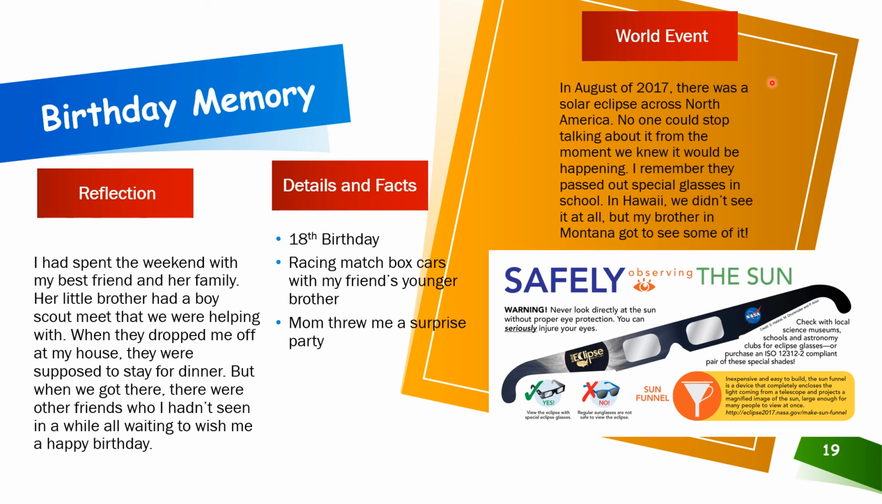I don't think I read this to you yet, so I'll read it now. In August of 2017, there was a solar eclipse across North America. No one could stop talking about it from the moment we knew it would be happening. I remember they passed out special sunglasses in school. In Hawaii, we didn't see it at all, but my brother in Montana got to see some of it. And he did. He called us and he's like, oh my gosh, the sun is dark. What's happening? It was pretty fun. And this is a little picture of the sunglasses that they passed out. So there you go. That is one example of what your project might look like. But once again, we're focusing this week on doing the planning document. So this will come later.